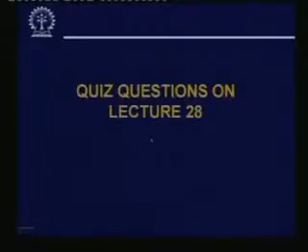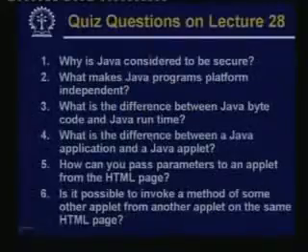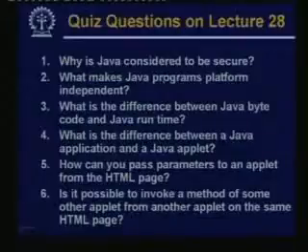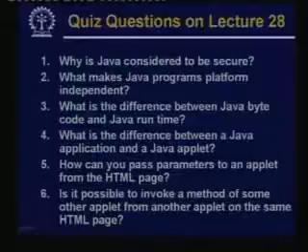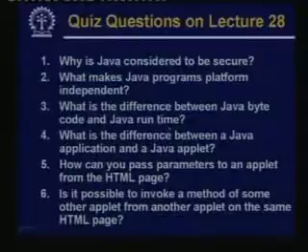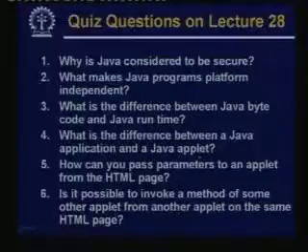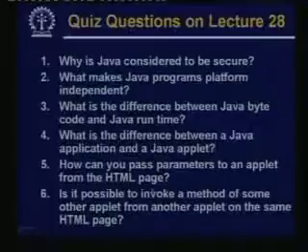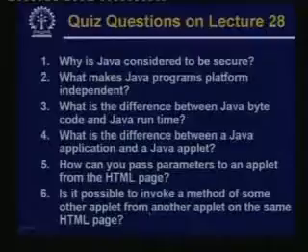So, some questions from today's class. Why is Java considered to be secure? What makes Java programs platform independent? What is the difference between Java bytecode and Java runtime? What is the difference between a Java application and a Java applet? How can you pass parameters to an applet from the HTML page? Is it possible to invoke a method of some other applet from another applet on the same HTML page?